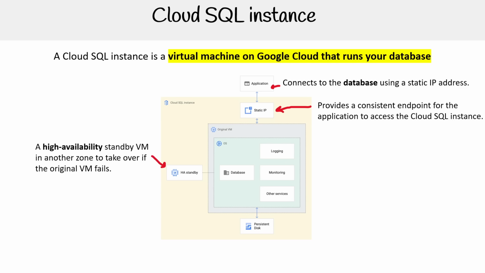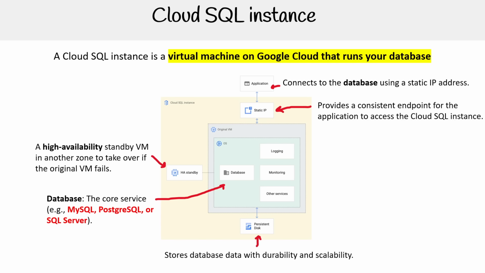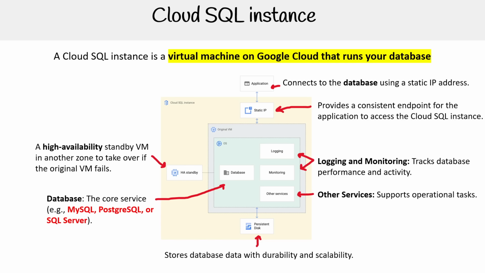A high availability standby virtual machine in another zone to take over if the original VM fails can be added, I suppose. The database is the core service, so that could be MySQL, Postgres, or SQL Server. It can store the database with durability and scalability via a persistent disk, or I suppose a Hyperdisk, as Hyperdisk is preferred these days. It has logging and monitoring built in, so you can track its performance, and it supports operational tasks. So there you go.